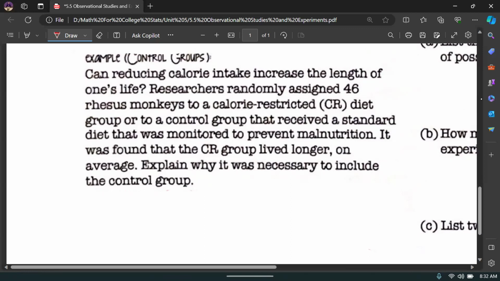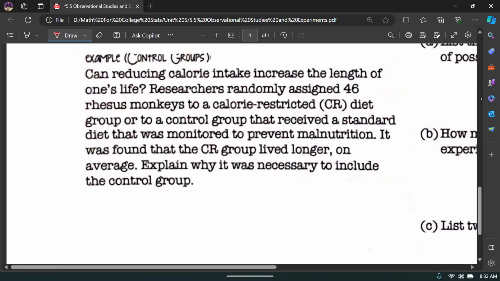So basically, to summarize, there are two groups. There are monkeys who are getting a calorie restricted diet, and there's a group that's just getting their normal standard amount, right? And so they're going to measure those. And they said that they found that the calorie restricted group lived longer. And the question is, why is it necessary to include the control group?